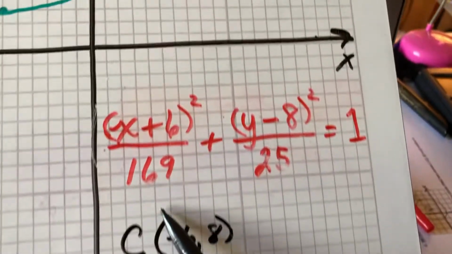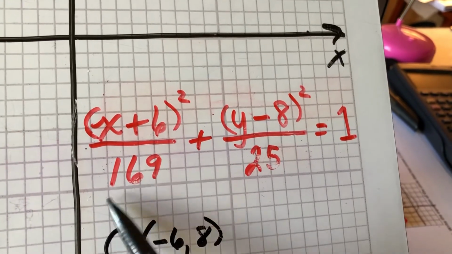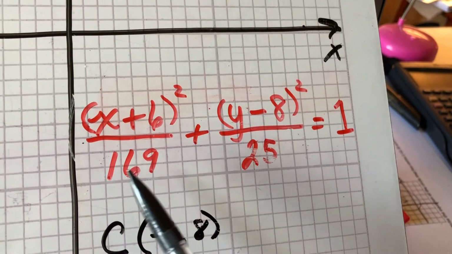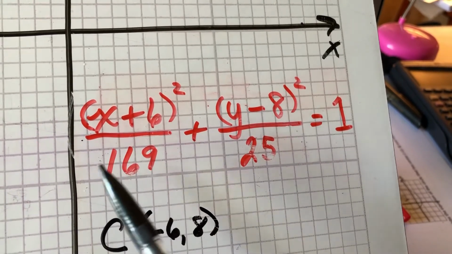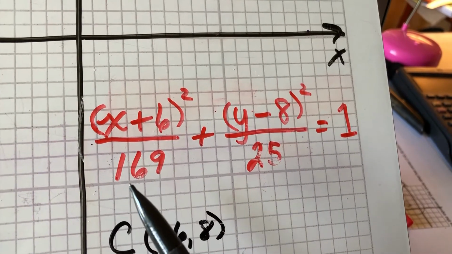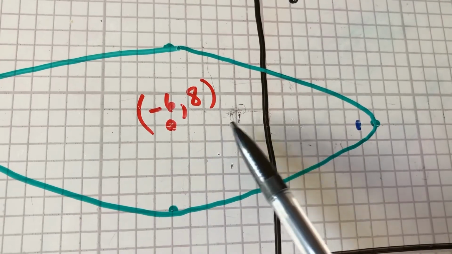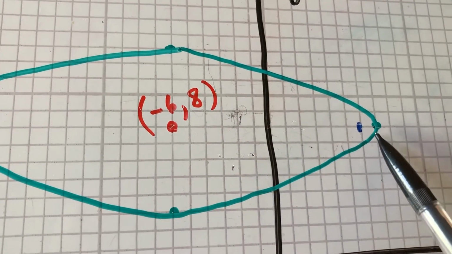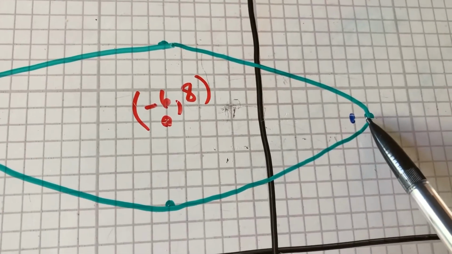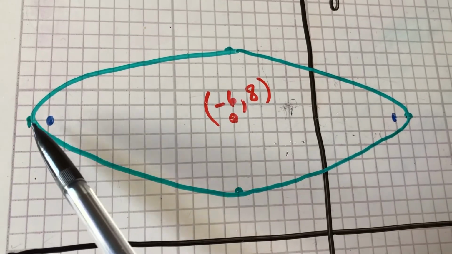Okay, then I'm going to the right and left, the square of 13, because this is the right-left squared. Underneath of the X is how far I'm going right and left. So 169, the square root of that is 13. So from my center, I go 13 to that end of that vertex, or that vertex is the end of that axis, and I go 13 from negative 6 this way.